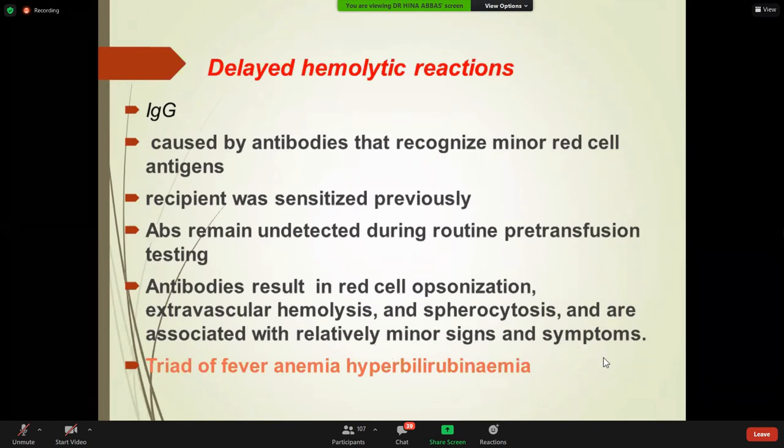The patient would come to you with the symptoms of extravascular hemolysis: fever, anemia, hyperbilirubinemia. How would you come to the conclusion? With a history of the previous transfusion, okay?